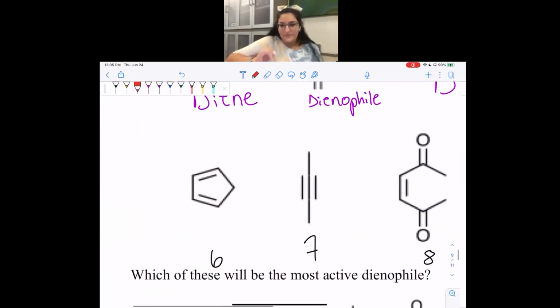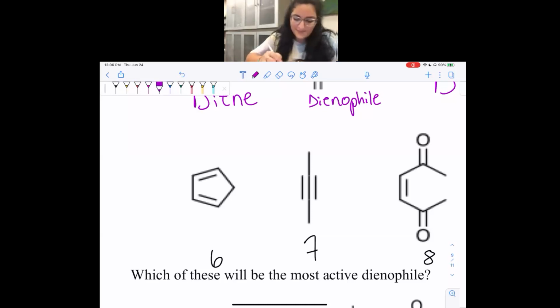Coolio. So now we go to number 6. Now we have that ugly, disgusting ring. So is it going to be a diene, a dienophile, neither, both? What do we think? Diene. Yes, I agree. So it's going to be a diene. And does it have any substituents, like donating or withdrawing groups?